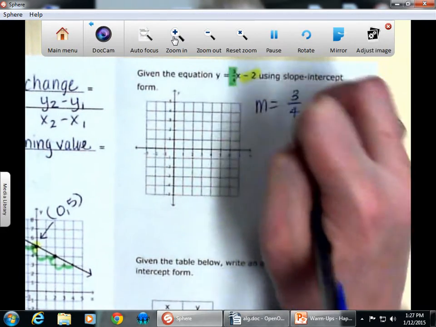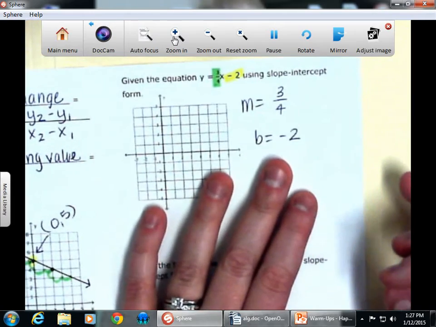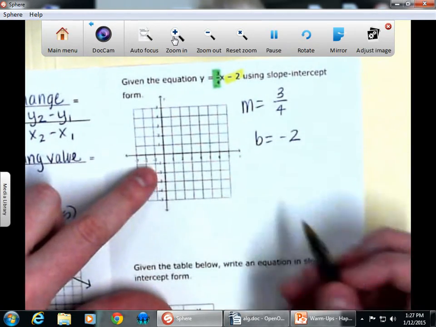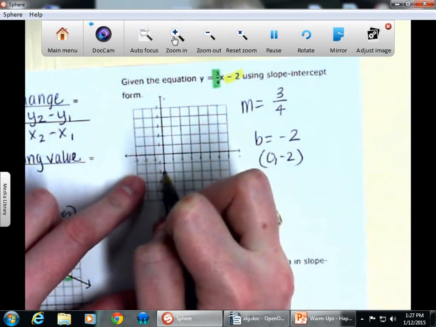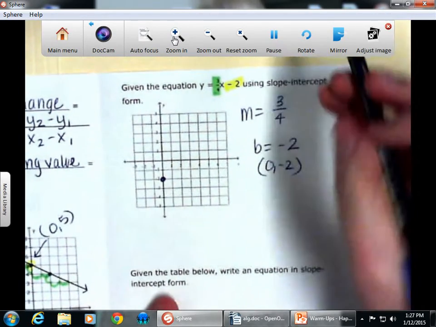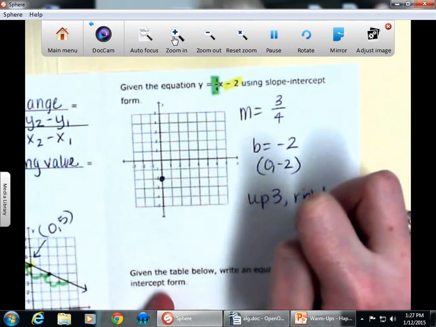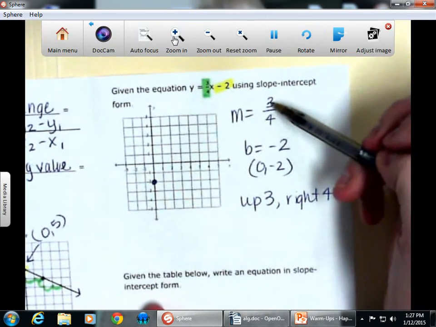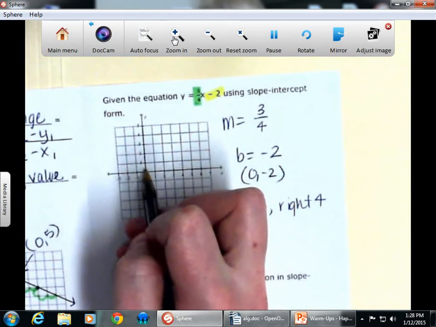So I'm going to start with negative 2. That's my beginning value, and that's really 0, negative 2. So that's this coordinate point right here. And then my slope is 3/4, which means I'm going to go up 3, right 4. So up 3, right 4 with a slope of 3/4. So up 1, 2, 3, right 1, 2, 3, 4, and put another coordinate point.